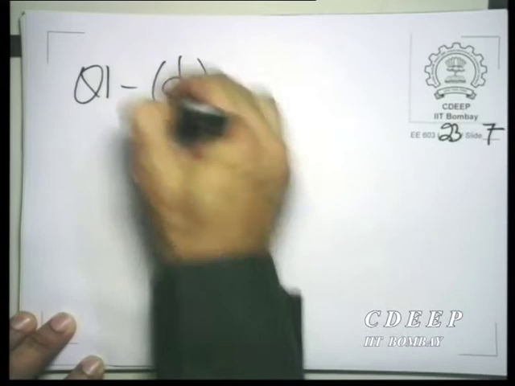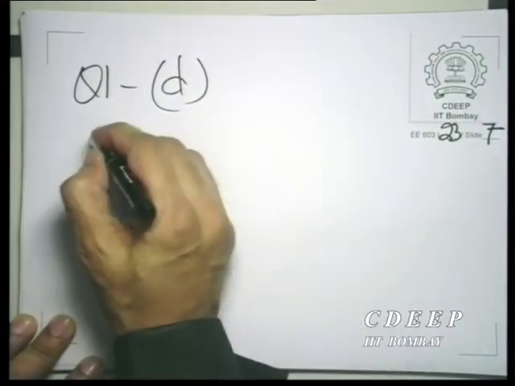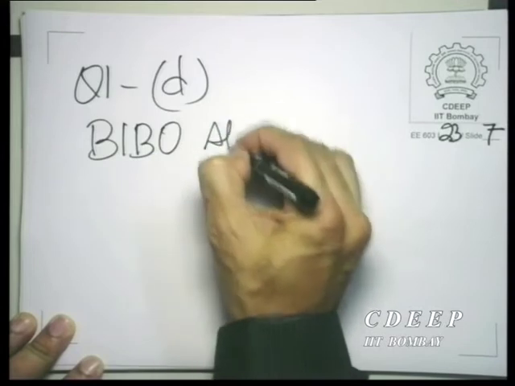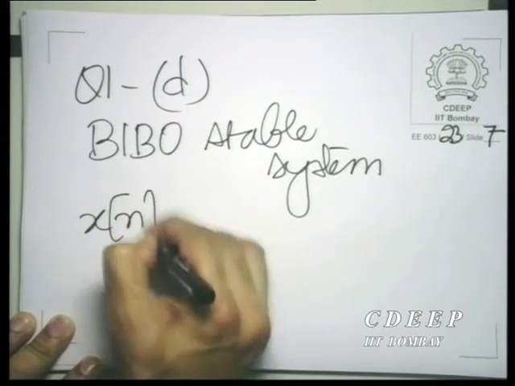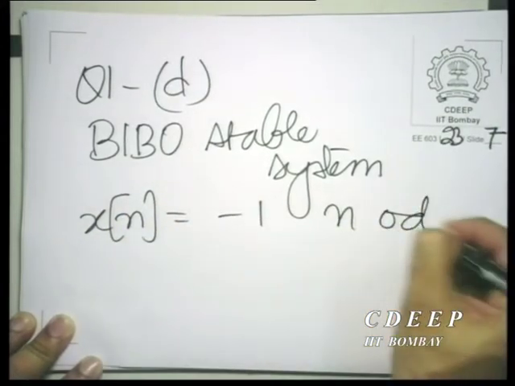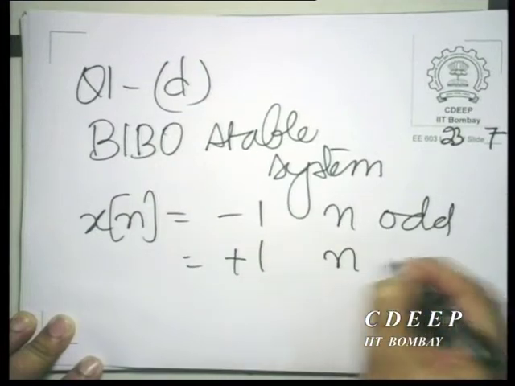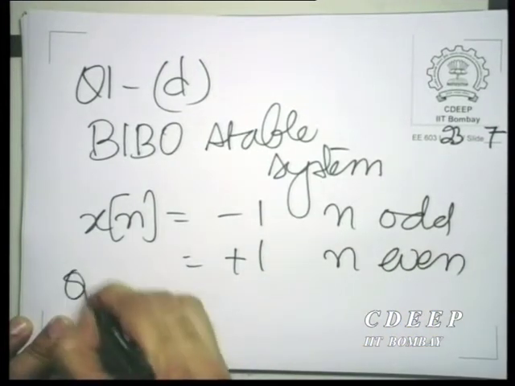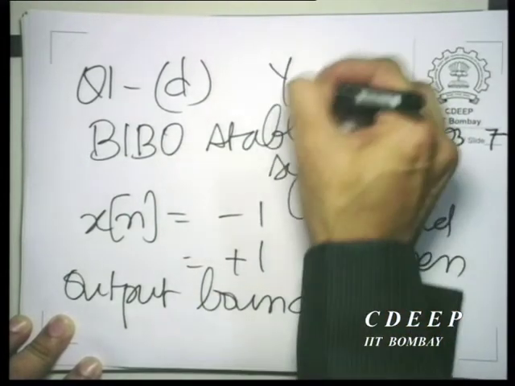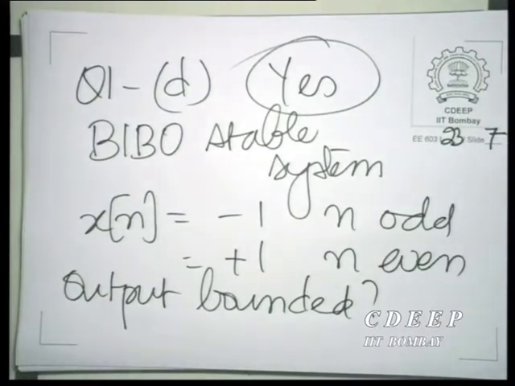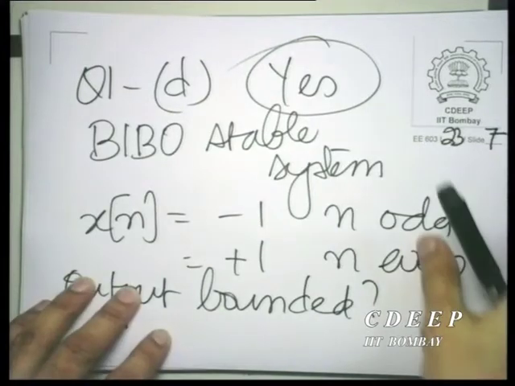This illustrates the idea. Question 1d was, if you give a BIBO stable system the input x of n which is minus 1 for n odd and 1 for even n, is the output bounded? And of course, the answer is yes. That's because it's a BIBO stable system, the input is bounded by 1 and therefore the output must be bounded. So that's simple.